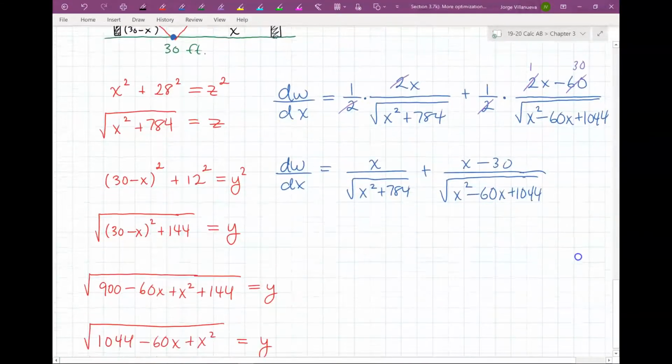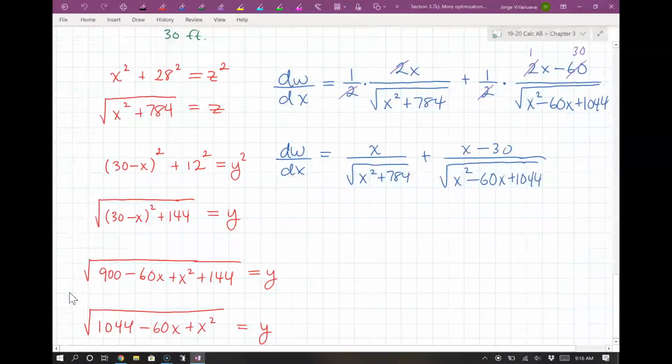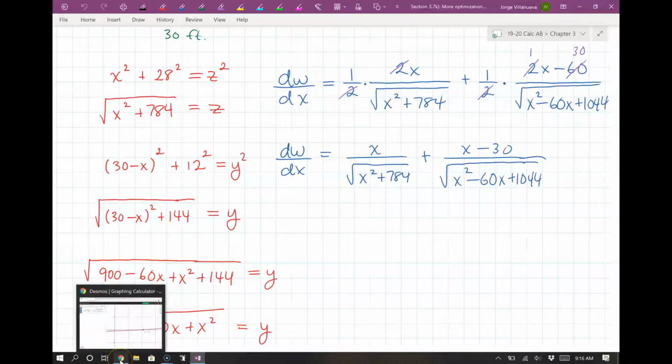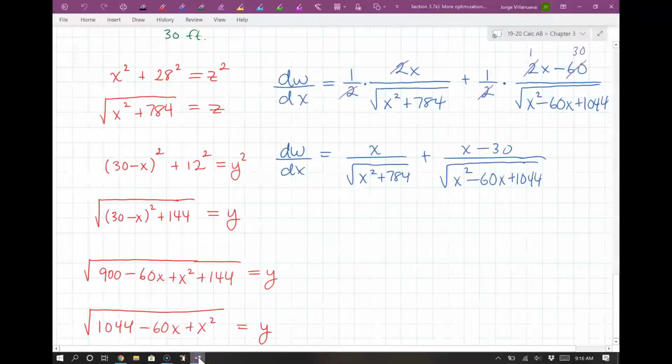So go ahead and write that down. All right, so what we're going to do is go to Desmos and type this out, which I already did. Let me show you the formula. It's typed out for us right there. Look for where it crosses the x-axis. I already marked it for you, 21, 0. So that's our solution.